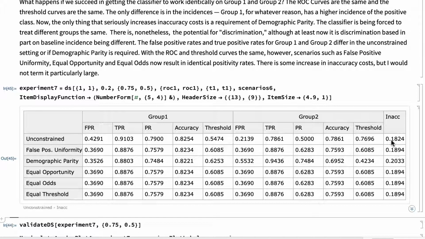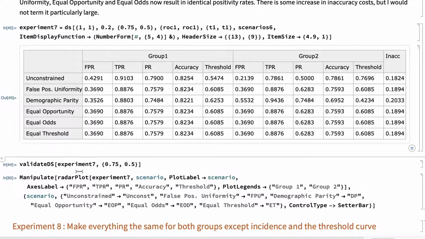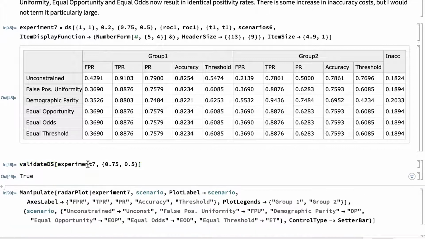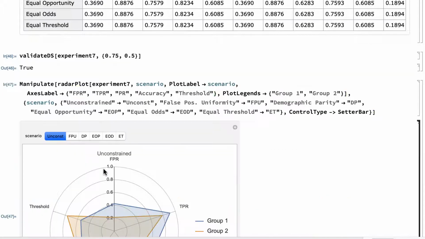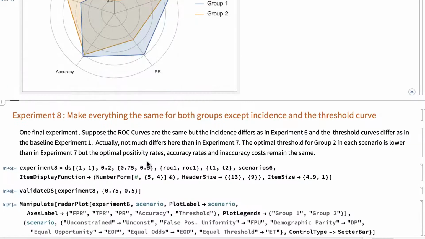The other thing we see is that the one thing that causes inaccuracy costs to jump by maybe 10-12% is the requirement of demographic parity, that we get the same positive rate for both groups, even though the true incidence for group 1 is considerably higher than for group 2. And so distorting it so that you get the same outcome in both groups creates some significant inaccuracy costs. Again, we should make sure that it all works. It does, thank goodness. And if we want to see things visually, we can.